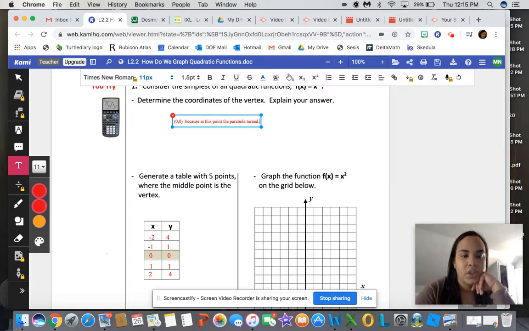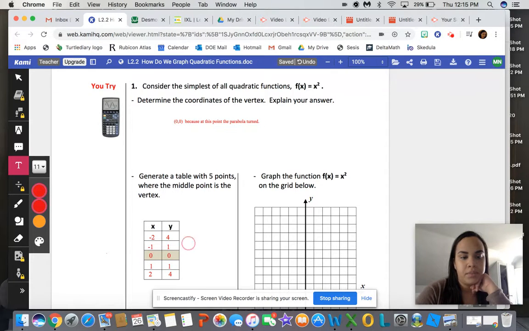So over here, it says generate a table with 5 points where the middle point is the vertex. Why do we ask for 5 points? Because with 5 points, you can actually see the curve, like that U shape. If you have only 3 points, you're going to only stop right there. You want it to go back up. So over here, I already pasted my 5 points.